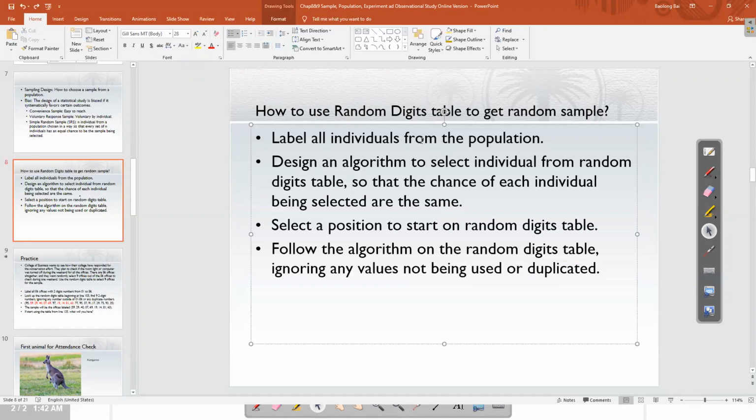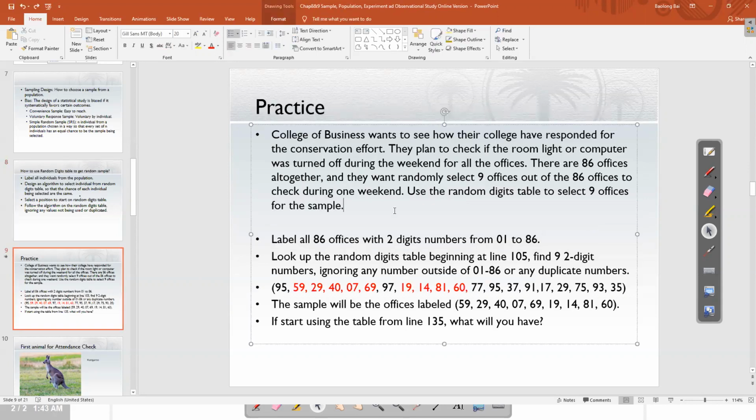When you label the population, if you read a number from the table that's not in the population label, you can't choose it. The sample has to be part of the population, right? And then you cannot have duplications. One individual can only be selected once. You cannot choose one individual more than once, right? So that's the idea. We're going to go through an example, and this is pretty easy. Once we go through the example, I think everyone will understand.